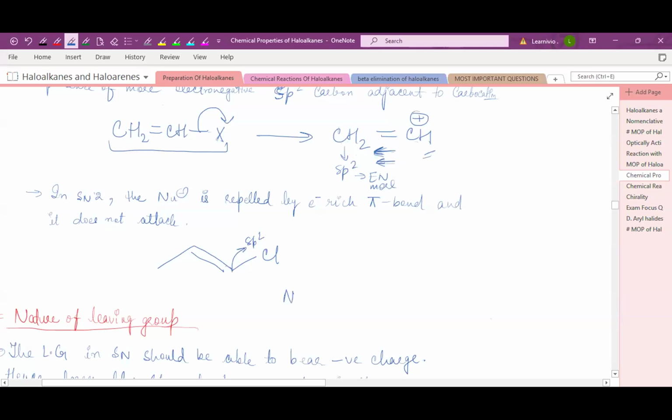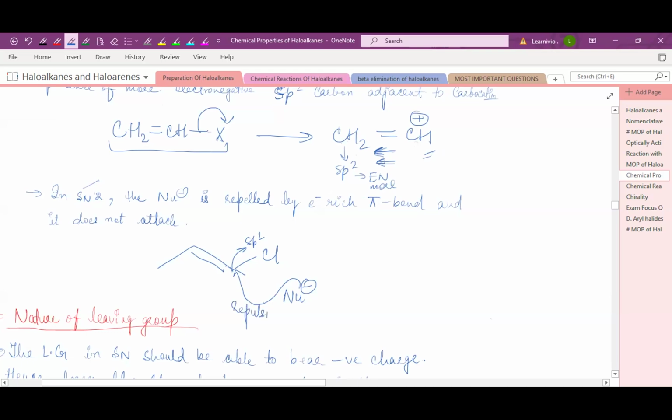So when the nucleophile comes in the SN2 mechanism, the nucleophile is electron rich, and this carbon is also electron rich because it's an sp2 hybridized carbon. What are sp2 hybridized carbons? They are electronegative. So what happens when the nucleophile, which has a negative charge, tries to approach this sp2 hybridized carbon? It will feel repulsion.